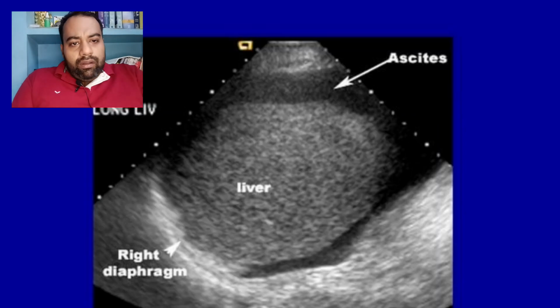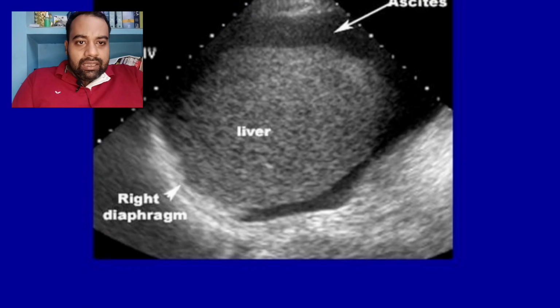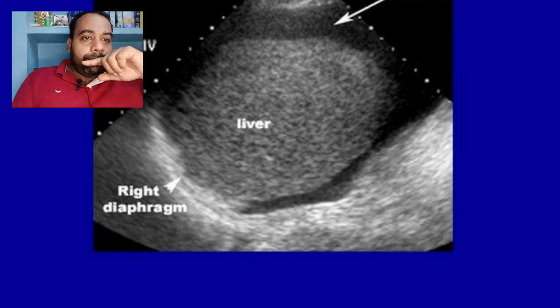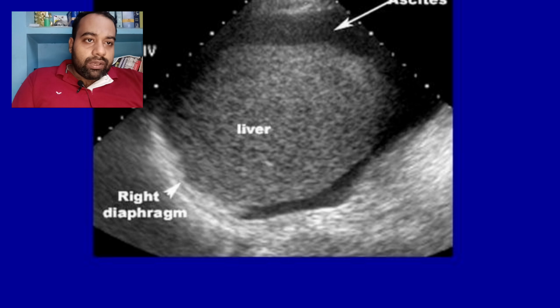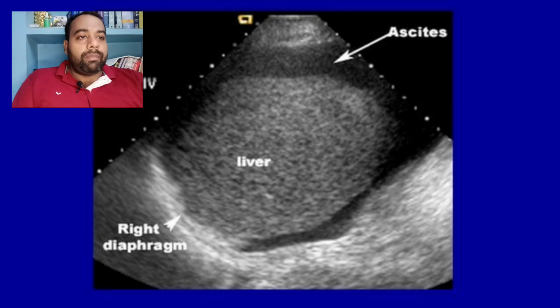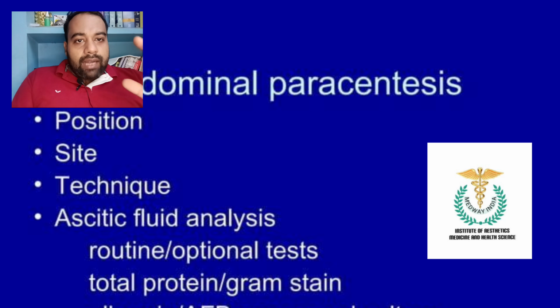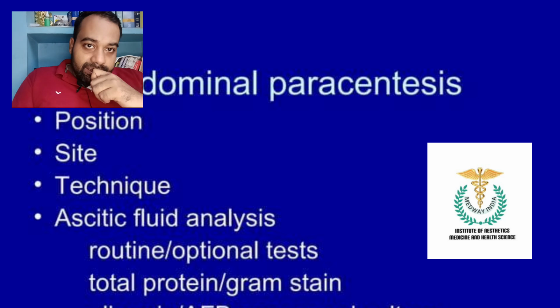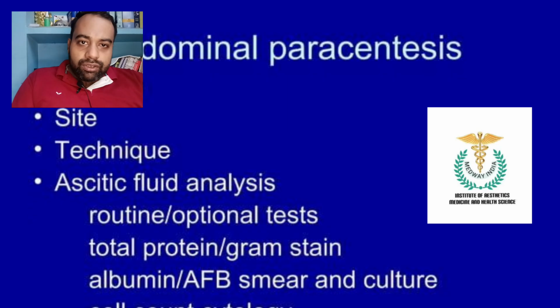So you guys can easily appreciate in this image that there is ascites, and that ascites is typically shown in the HRPM, which is the hepatorenal pouch of Morrison, right? So let's try to understand abdominal paracentesis. Okay, so we usually do abdominal paracentesis in the supine position. Before going into the procedure, obviously you would like to go for the shifting dullness test, just to get an idea regarding the fluid level.